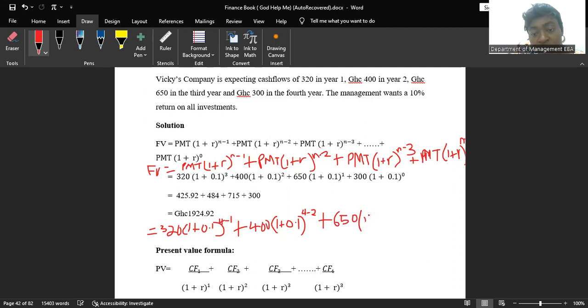1, it should be plus 0.1, 4 minus 3, plus 300, 1 plus 0.1 raised the power 4 minus 4. Okay, so that is it.